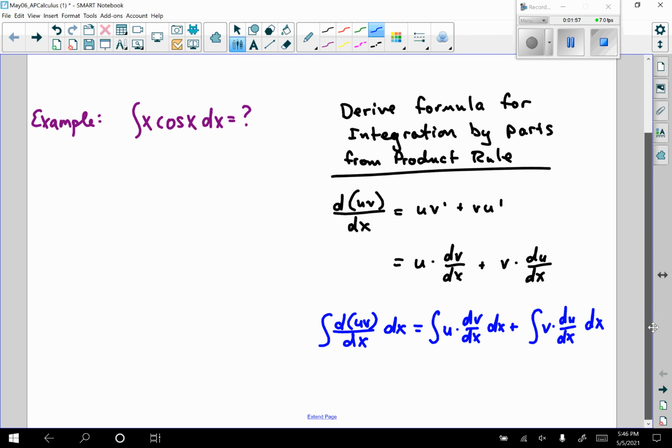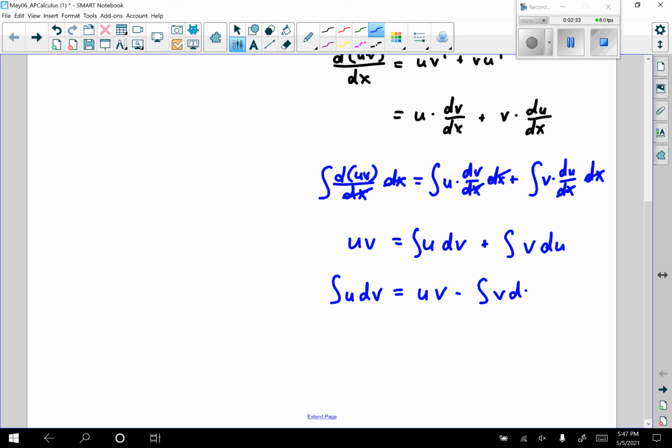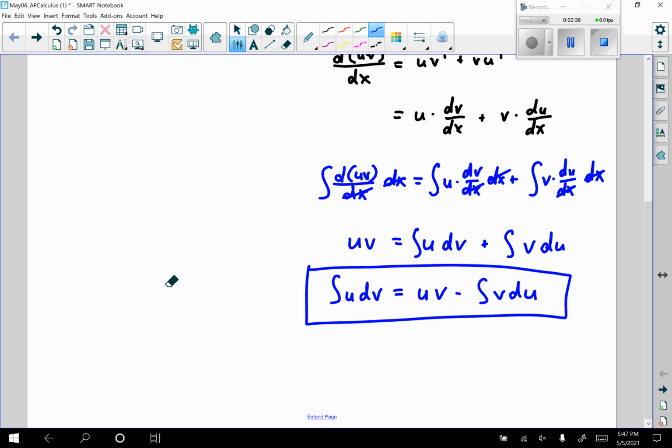So now all the dx's are going to divide out, so the antiderivative of the derivative of uv is just going to become uv. Over here, we're going to have the integral of u times dv, the dx is going to cross out. And then here we'll have the integral of v du, and again, the dx's are going to cross out. And then I'm going to switch some things around. I'm going to solve for the integral of u dv, so I'm going to move that over here. The integral of u dv is going to equal uv minus the integral of v du, and this is the formula for integration by parts.